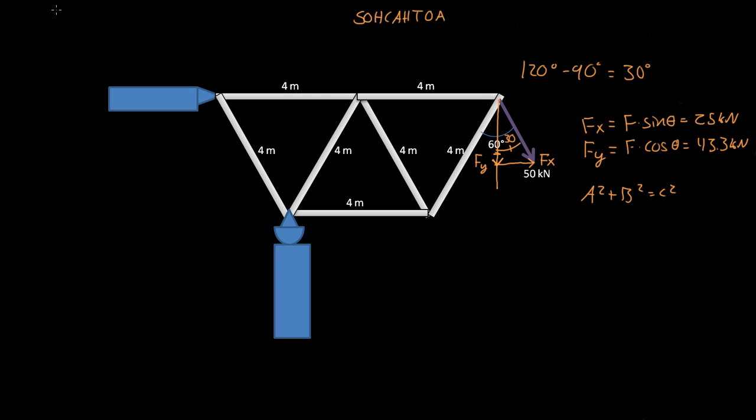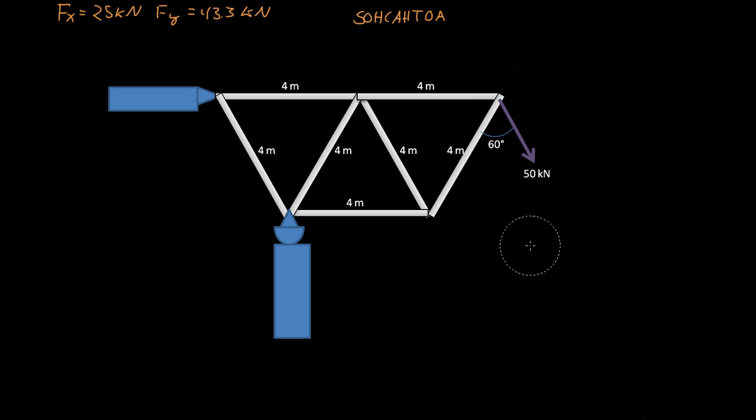I'm just going to write that up here. Fx is equal to 25 kilonewtons, sorry, 25 kilonewtons. Fy is equal to 43.3 kilonewtons. Now I'm just going to erase all this.